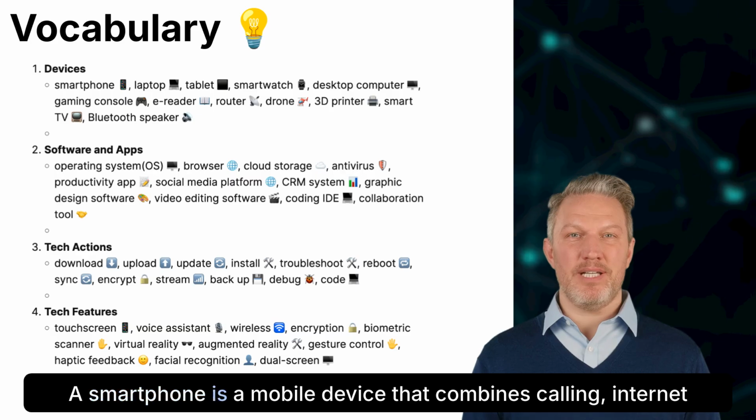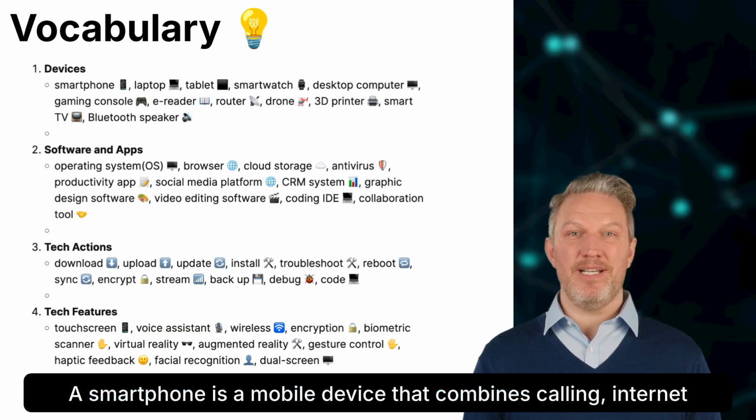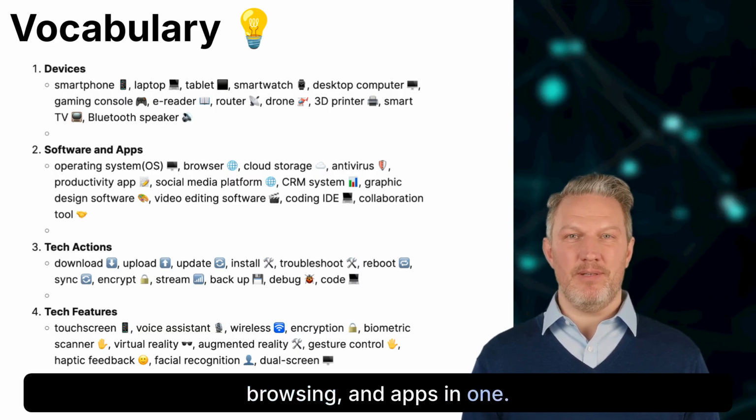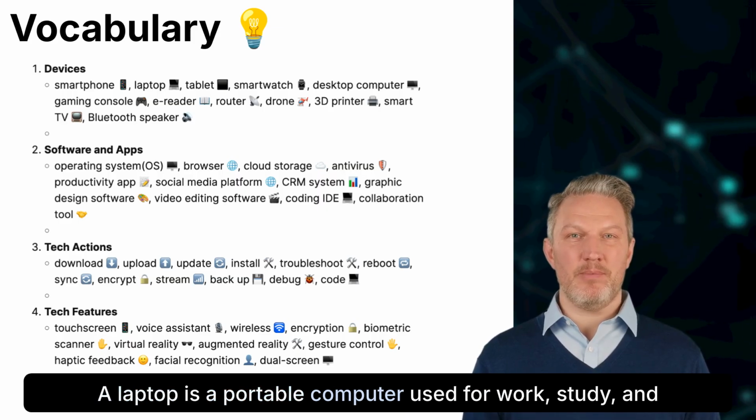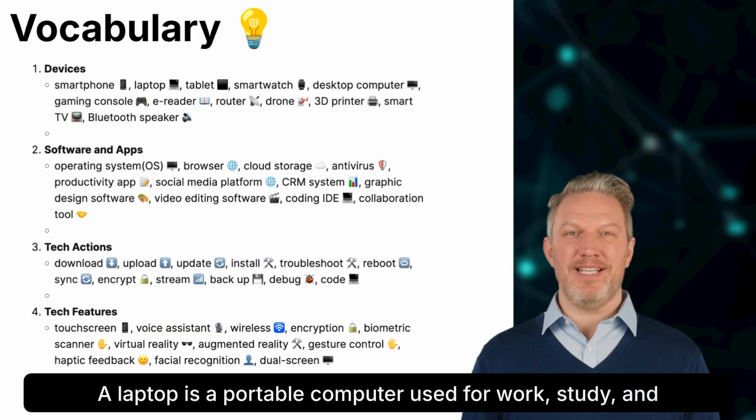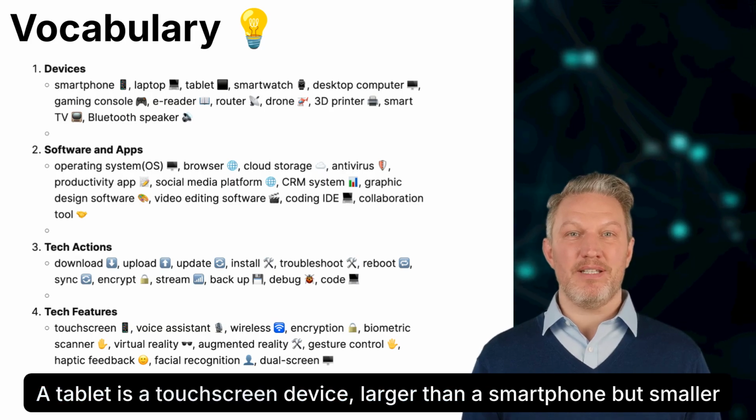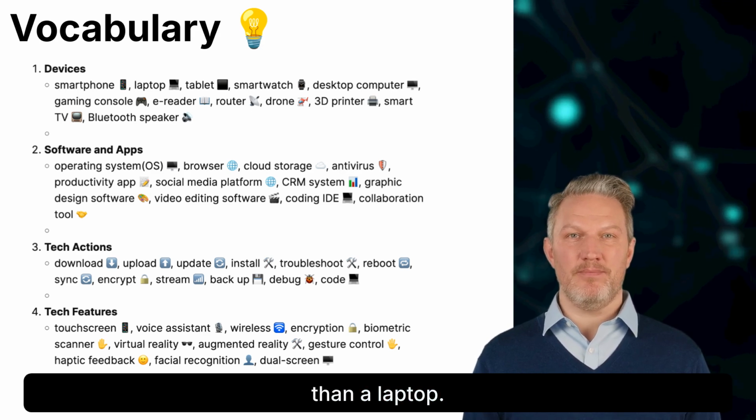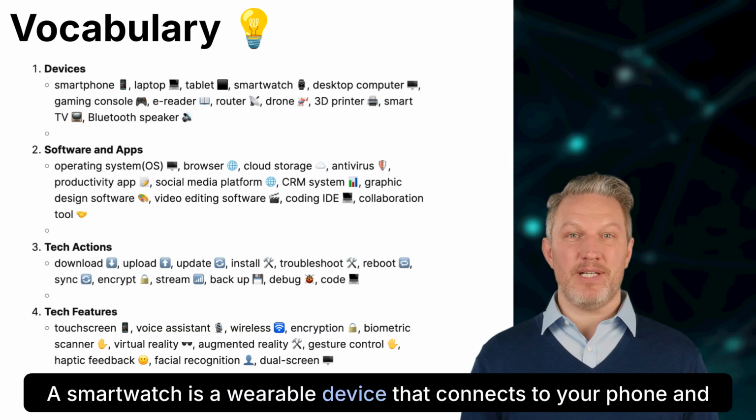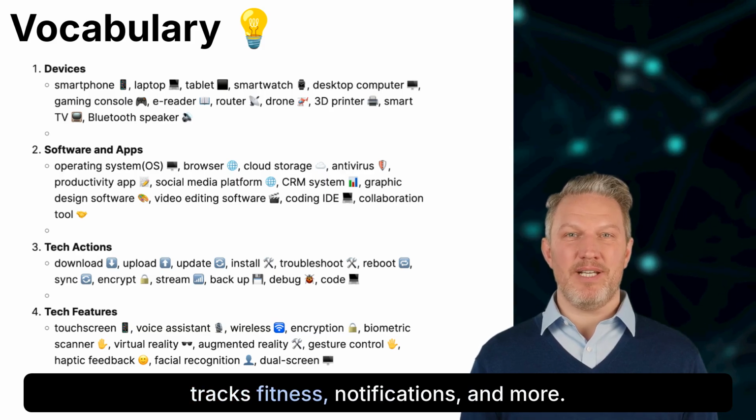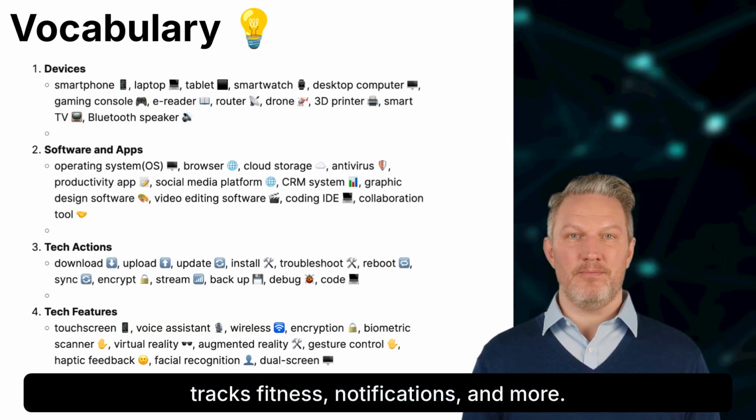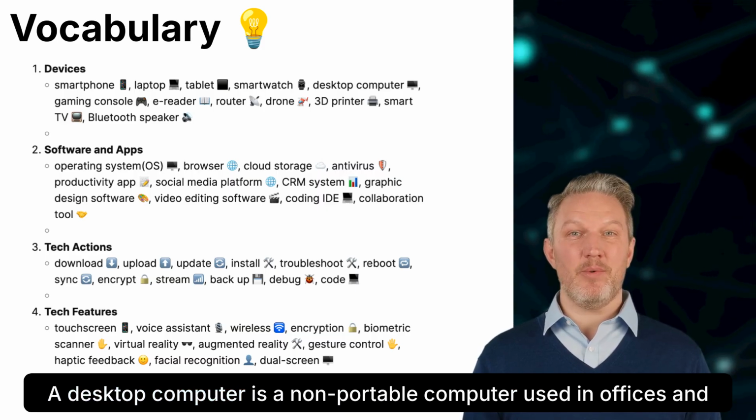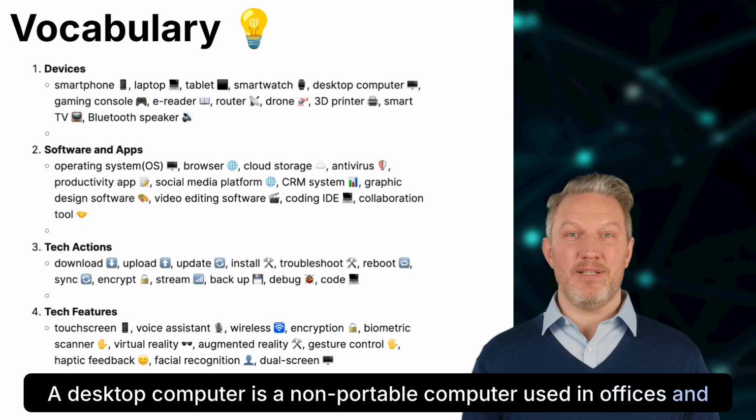A smartphone is a mobile device that combines calling, internet browsing, and apps in one. A laptop is a portable computer used for work, study, and entertainment. A tablet is a touchscreen device, larger than a smartphone but smaller than a laptop. A smartwatch is a wearable device that connects to your phone and tracks fitness, notifications, and more. A desktop computer is a non-portable computer used in offices and homes.